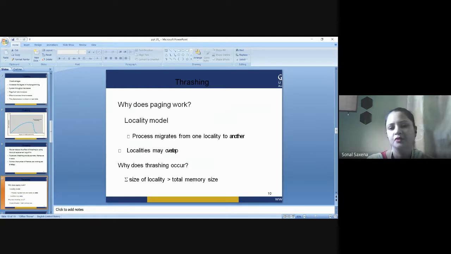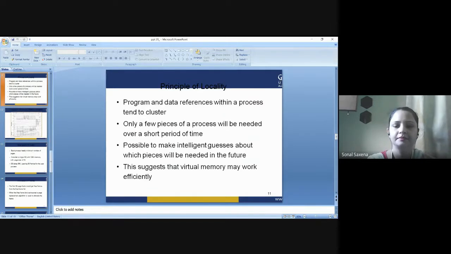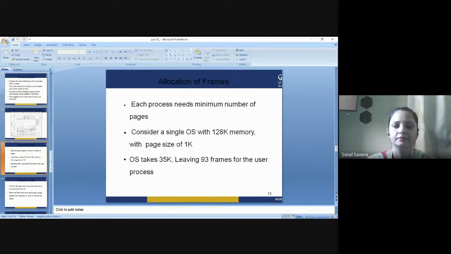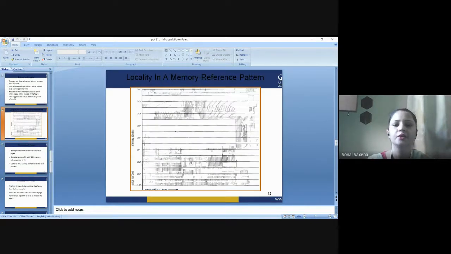Now, why does paging work? Because there's a locality model, and the process migrates from one locality to another. Now, localities may overlap. And why does thrashing occur? Because the size of the locality is greater than the total memory size. Let me show you locality in a memory reference pattern.